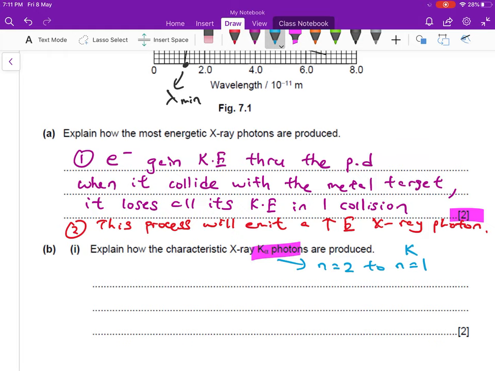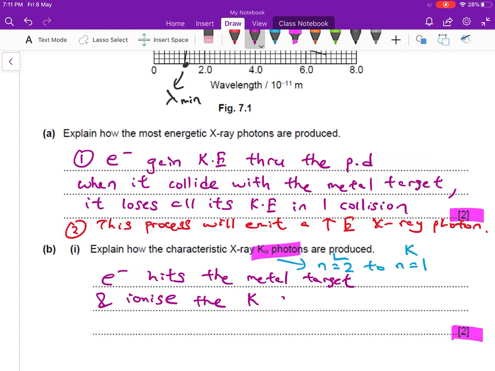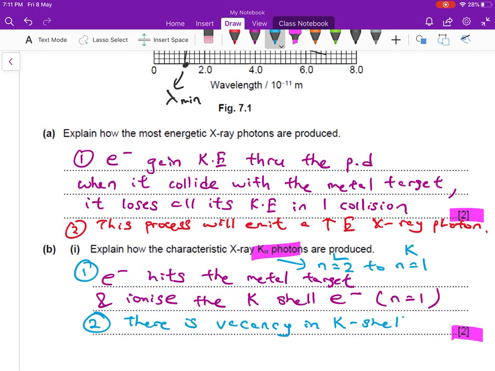Just describe the process, how it is being produced. Explain how the characteristic X-ray K alpha goes from N equals 2 to N equals 1. This is the K shell, KLMN, so N equals 2 is the L shell. First of all, how do you explain? Two marks. The electron hits the metal target and ionizes the K shell electron. Or you can write N equals 1 electron.